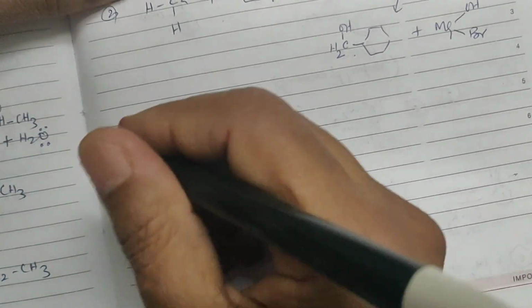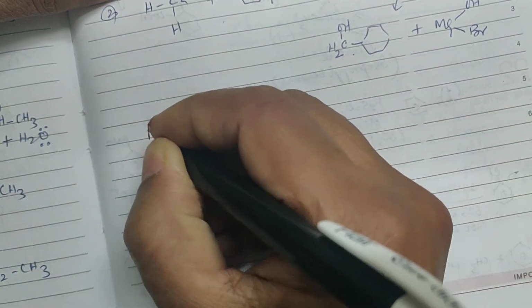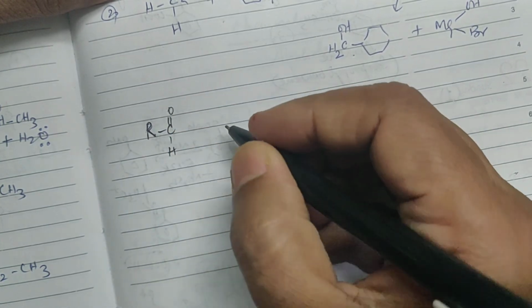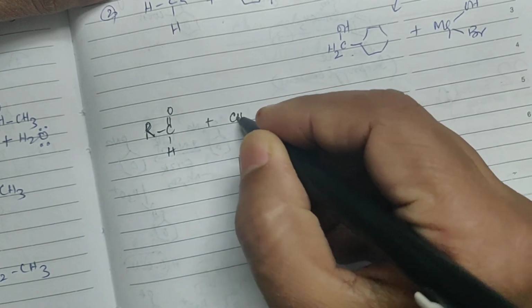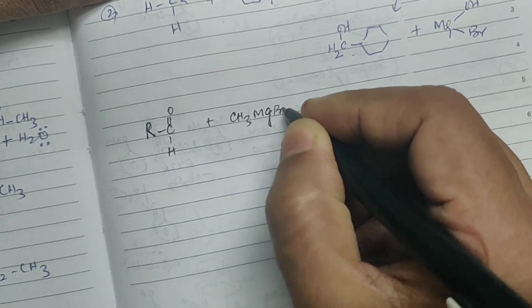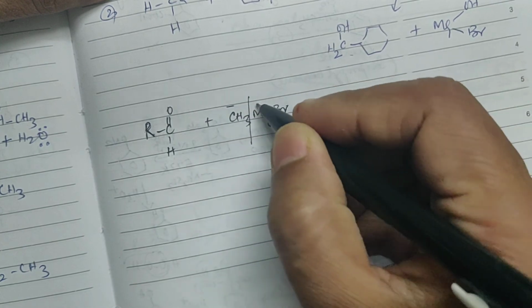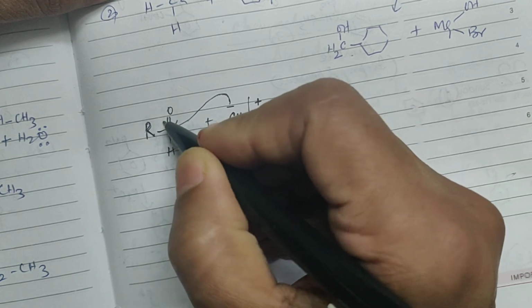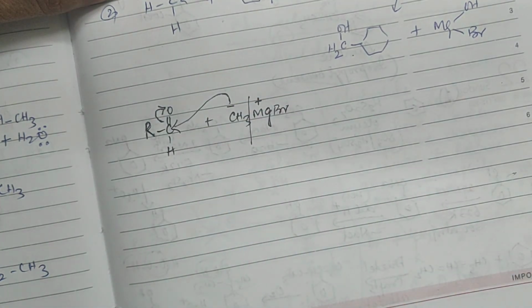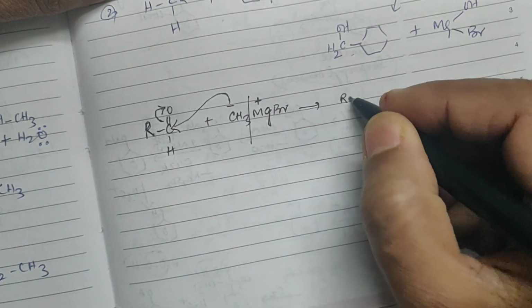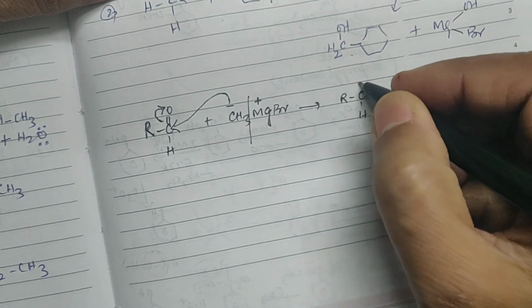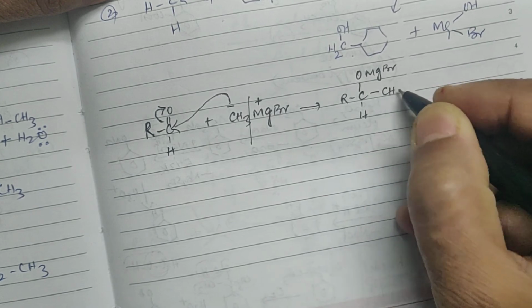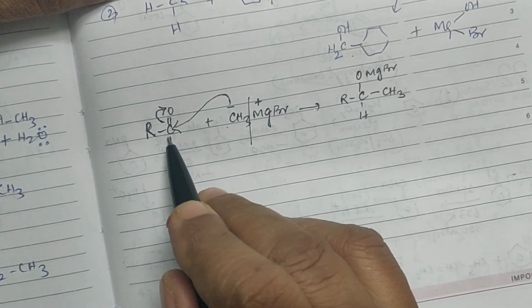Now same way, if you are having, say, any other aldehyde, say RCHO, now in this case what will happen? Again you are treating it with, say, CH3MgBr. Now this will split, and this will attack the carbon, this will get towards the O, so you will get R CH OMgBr, and the CH3 will get attached to this carbon.